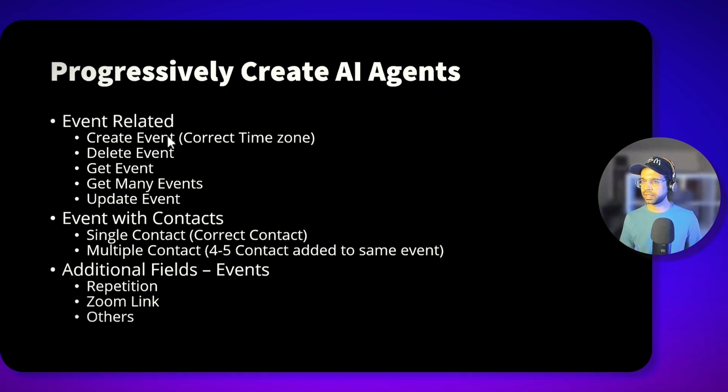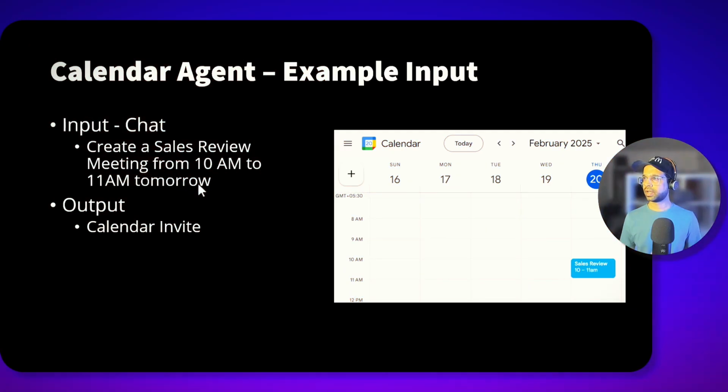Our focus is going to be creating events. So how are we going to do it? We're going to create a calendar agent where we give the input, that is, create a sales review meeting from 10 a.m. to 11 a.m.